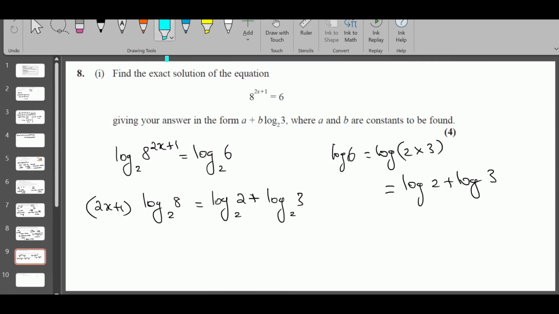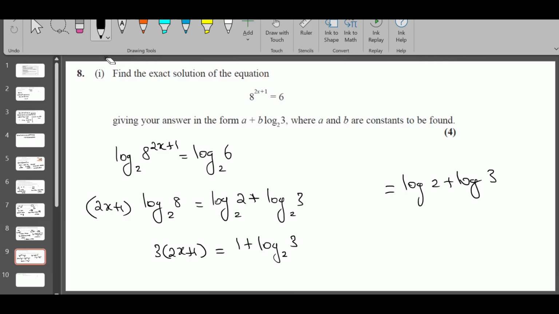If you put it in your calculator, 2 cube is 8, so log 8 to the base 2 is going to be 3. So 3 times 2x plus 1 is, log 2 to the base 2 is 1 plus log 3 to the base 2. Make x the subject now. So when you open the brackets, 6x plus 3 is 1 plus log 3 to the base 2.